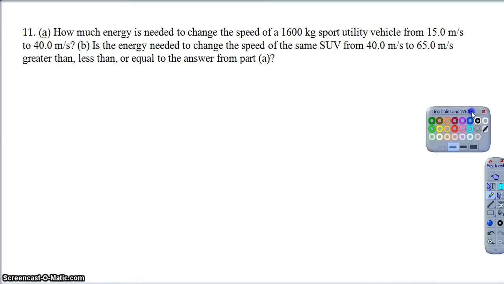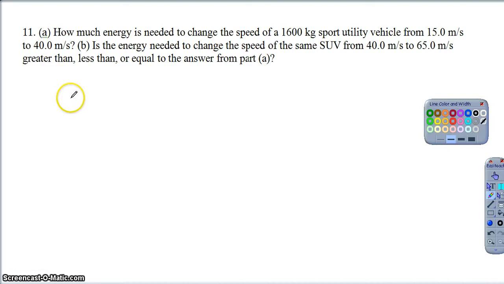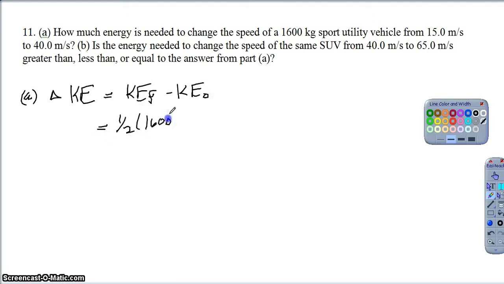And then question 11, hopefully a pretty easy question here, just to kind of target in on kinetic energy, mostly just make sure we still are comfortable working with it. So for part A, they ask us to find the change in kinetic energy. How much energy is needed to change its speed from 15 to 40 meters per second? Well, all I really need to do is find my change in kinetic energy. So my final kinetic energy minus my initial kinetic energy. Well, the final would just be 1/2 the mass of 1600 times the final velocity of 40 meters per second squared, so 40 squared, minus the initial of 1/2 times 1600 times just 15 meters per second squared.